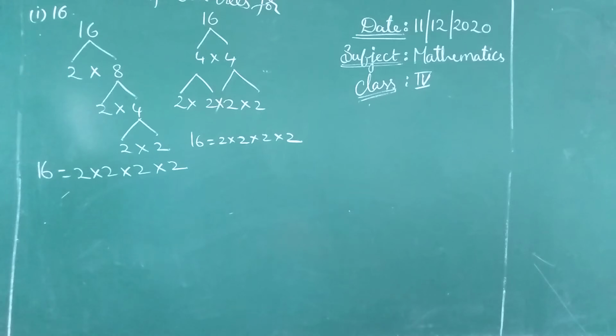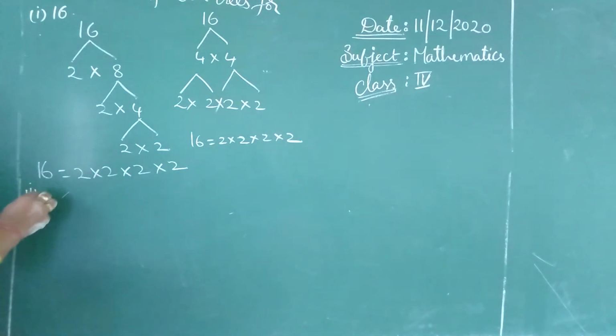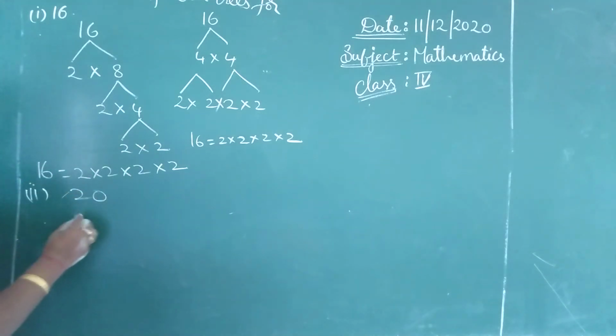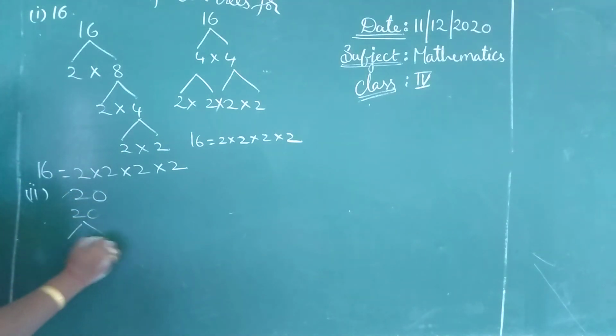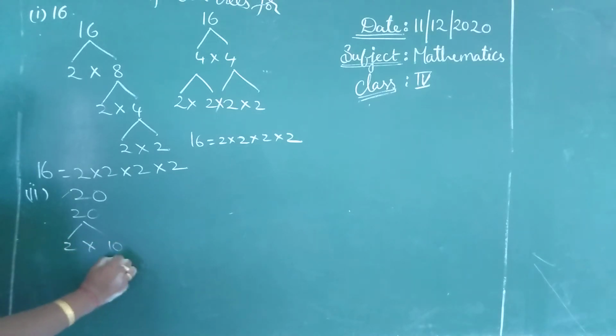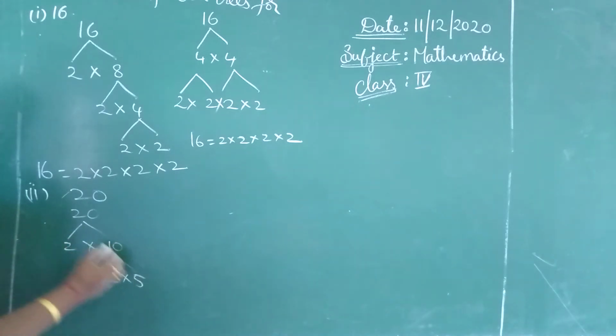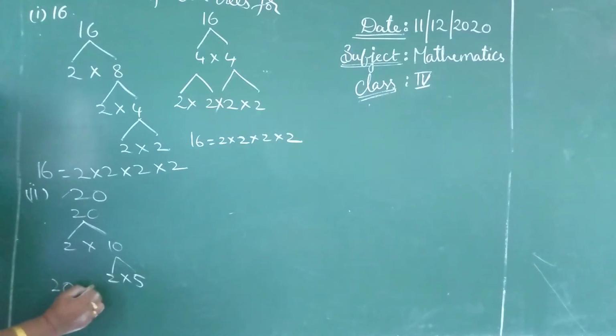See the second one, 20. 20 factor tree. 2 tens are 20, 10 can be written as 2 5s. So simply you can write 20 as 2 into 2 into 5.